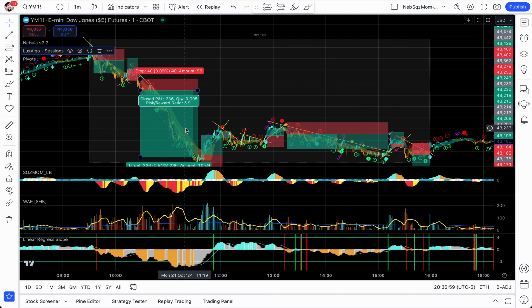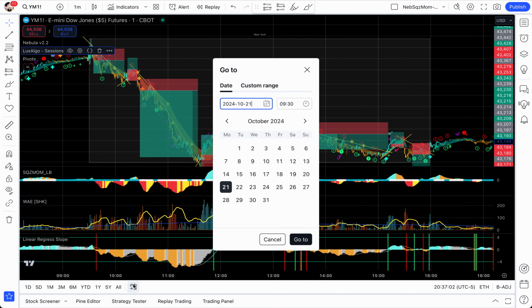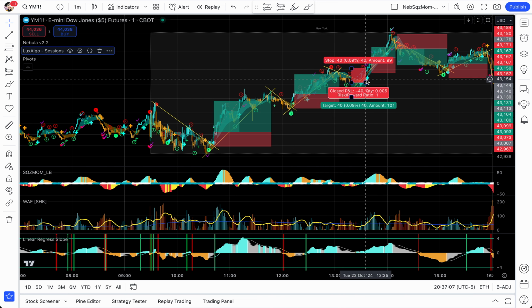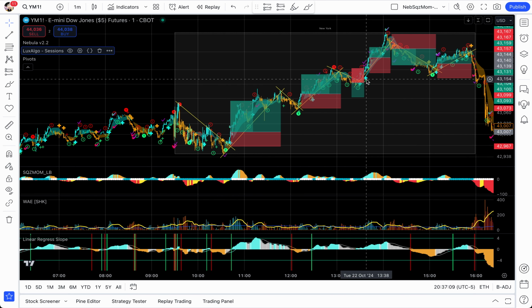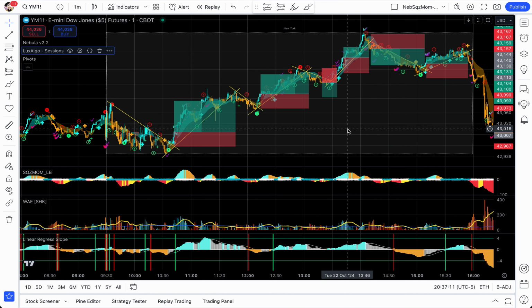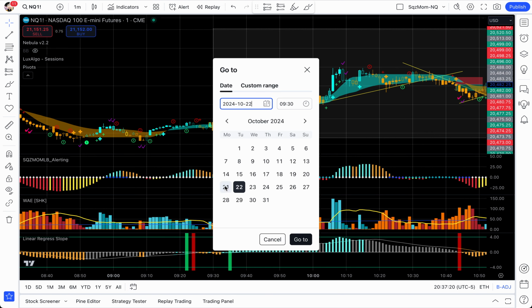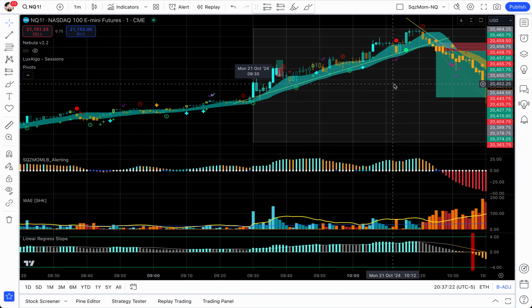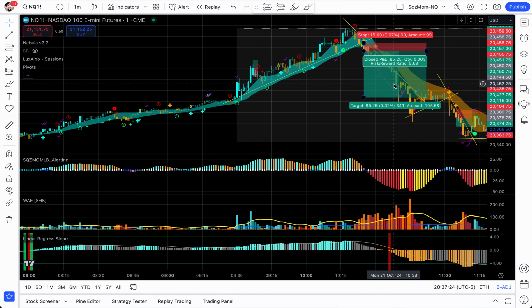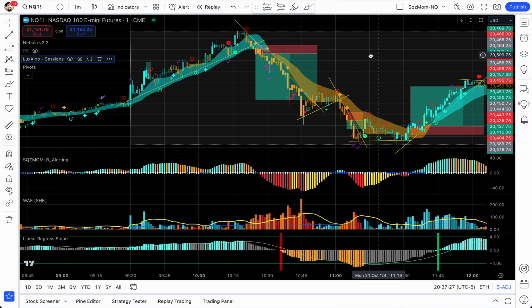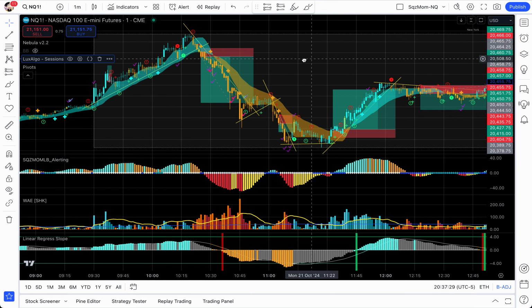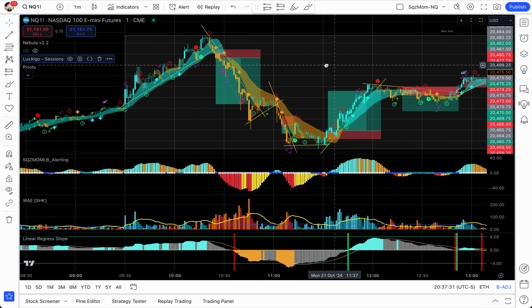So I did the same thing for the next day. Again, I'll zoom out so you can see. Oh, there it is. So you can see the trades. We had some good winners on that day. And I did the same thing for NQ. So let's go to the 21st again. So you can see some big winners on NQ as well with the same strategy.